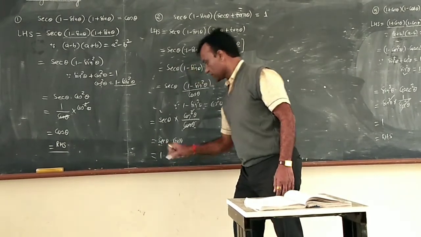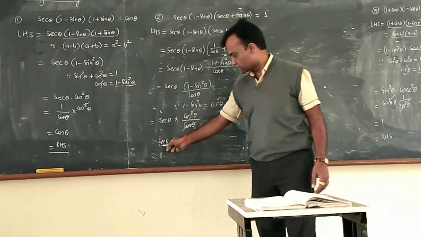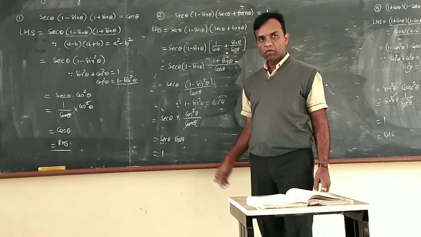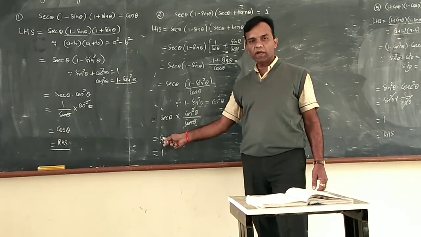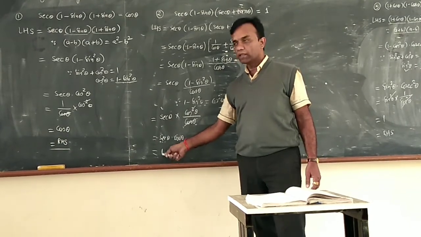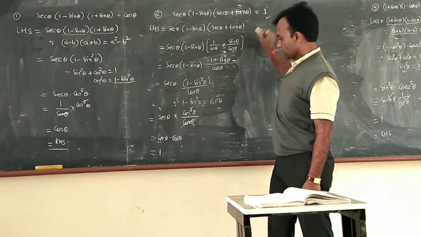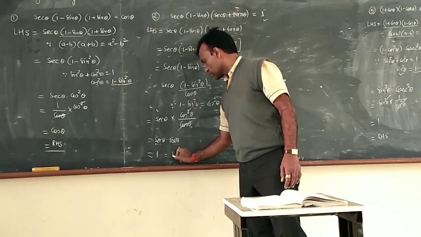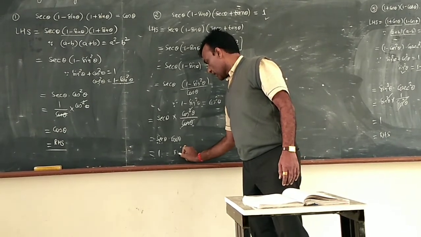Again they are reciprocals: sec and cos. In place of sec theta you write 1 by cos theta into cos theta, and cos theta cancels out. It is 1. So 1 is the RHS part. So we have shown that the result is 1, equal to the RHS.